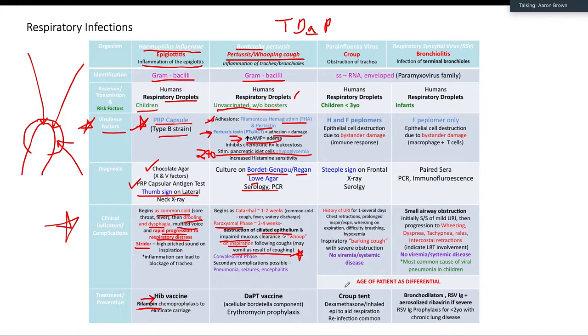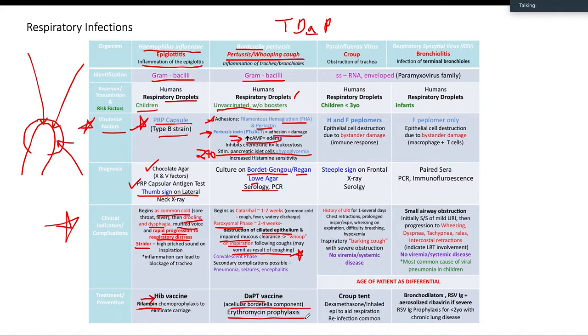After our paroxysmal phase, we have a convalescent phase where the whoop kind of goes away, but we're still having some residual cough. Convalescent phase can go for a long time, for months. Six months, our patient can still be infected with Bordetella pertussis. Great. So we have our DTaP vaccine or our Tdap vaccine, either one, with the acellular Bordetella component. And we can give erythromycin prophylaxis to anyone with contact with our patient who is infected.